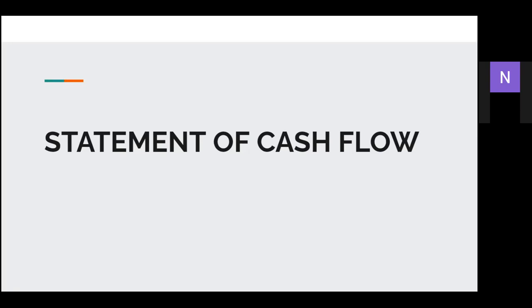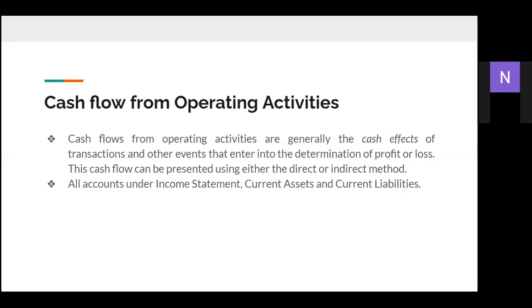So itong cash flow na to is meron siyang 3 activities, which is the cash flows from operating activities, cash flows from investing activities, and cash flows from financing activities. So next slide po. First is the cash flow from operating activities.